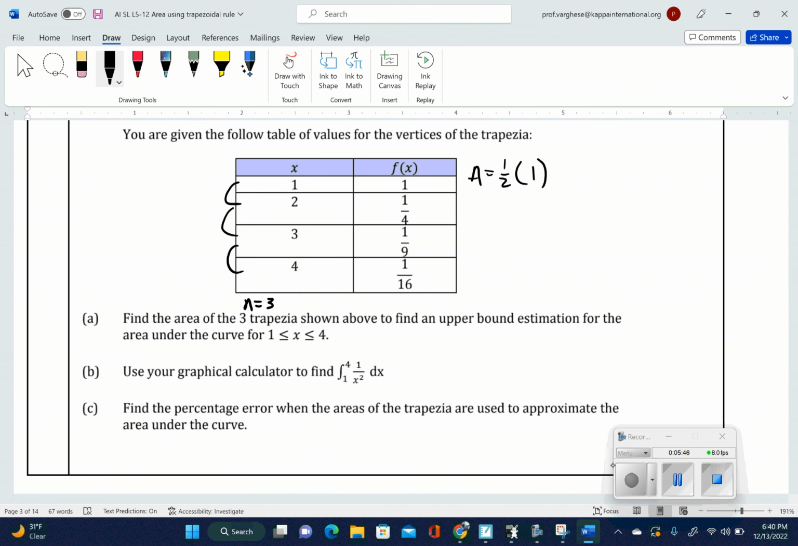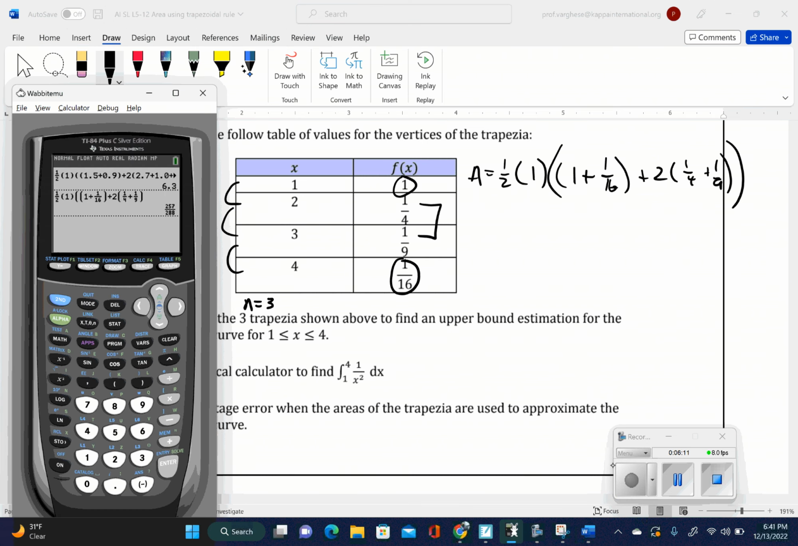And then I'm going to open up another double parentheses right here. I'm going to put my first term, which is 1, plus my last term, which is 1 over 16. Close that parentheses, put a plus sign 2 times, and I'm going to write down everything else, which is just 1/4 plus 1 over 9, close, close. I'm going to take this whole thing and plug it into my calculator.